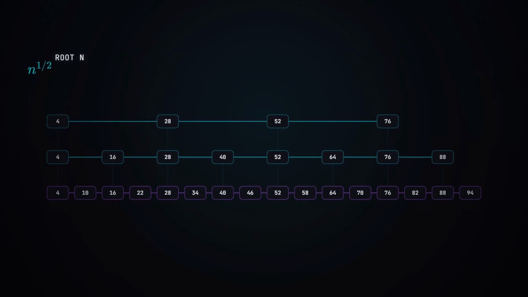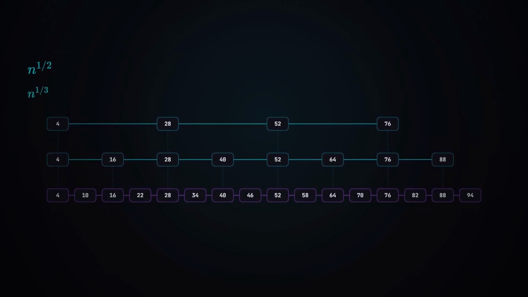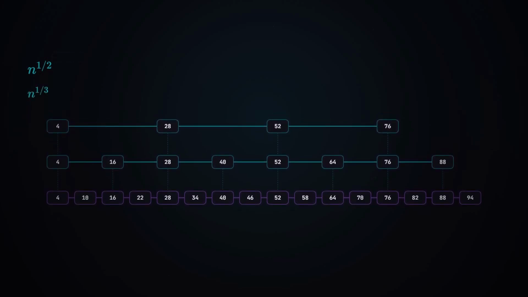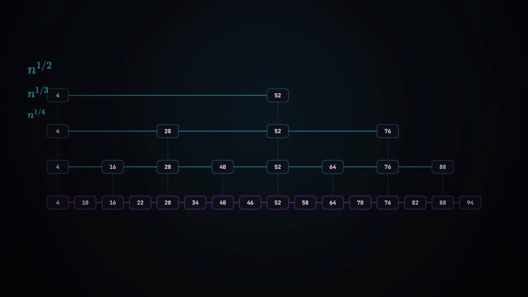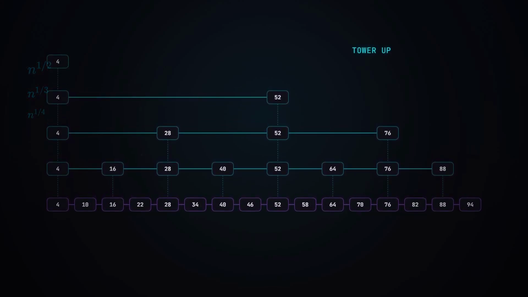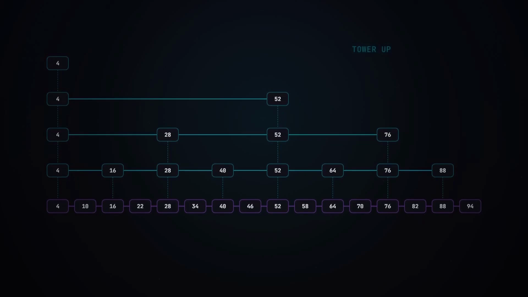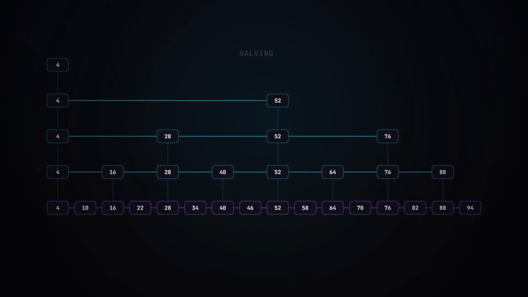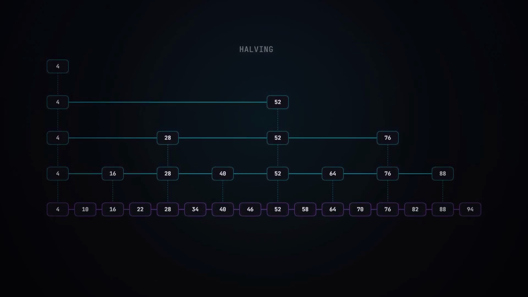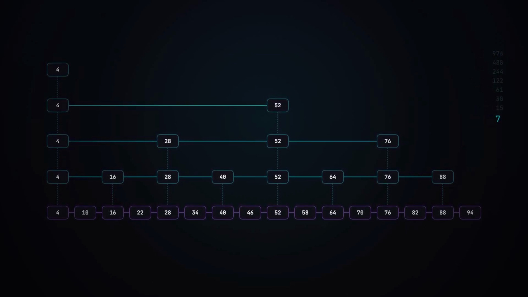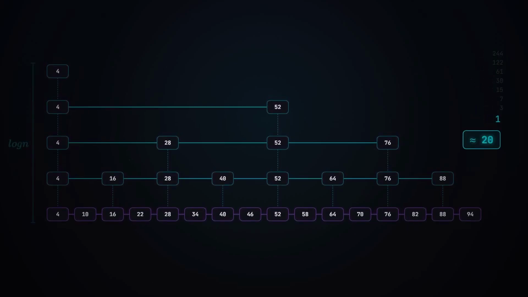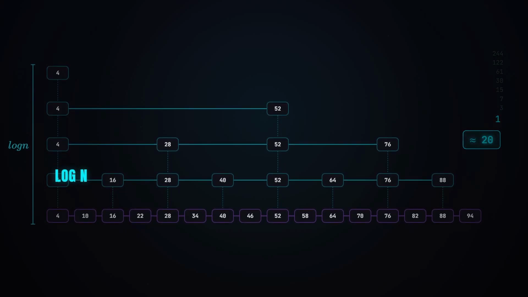1 layer got us to n to the half. 2 layers gets n to the 1/3. 3, n to the 1/4. Every new layer helps again. And the cleanest version of this is where each layer keeps half of the layer below. Then each layer halves the node count. And if you keep halving 1,000,000, you hit 1 in about 20 steps. So the number of layers is log n.